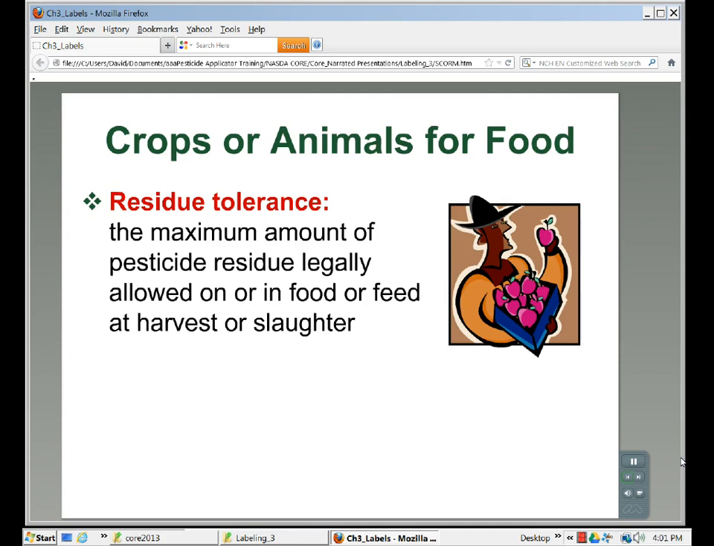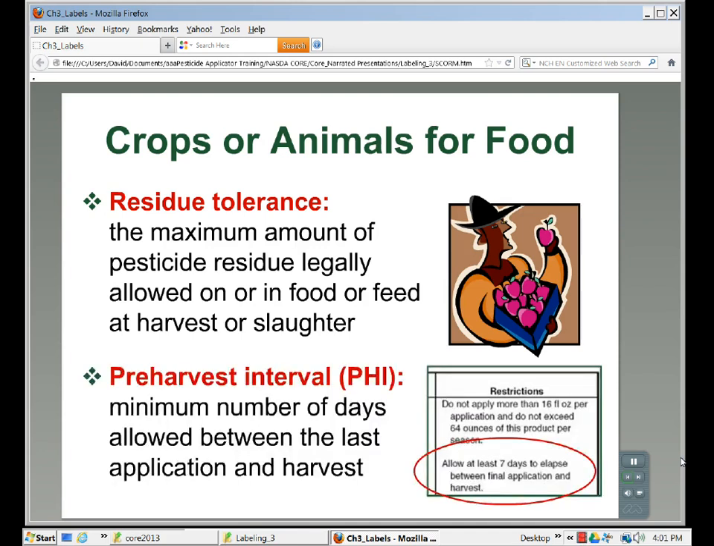Pesticide products for food crops typically have a pre-harvest interval, or PHI, identified on the label. The pre-harvest interval is the minimum number of days allowed between the last application and harvest. By following label rate and pre-harvest interval directions, the grower is assured that the residue tolerance will not be exceeded. Applying at higher rates or not waiting until the PHI has expired leads to illegal residues on food that has questionable safety.